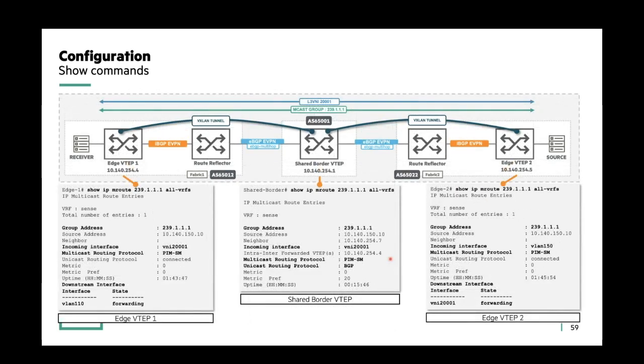Doing a show IP mroute and using the group address, we can clearly see here that the multicast routing protocol used is PIM-SM. And depending on the VTEP, the downstream interface will be a local VLAN or the L3VNI.